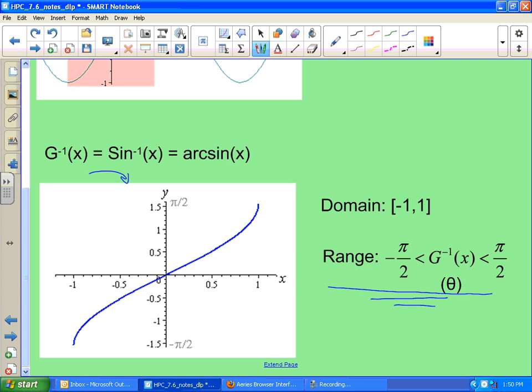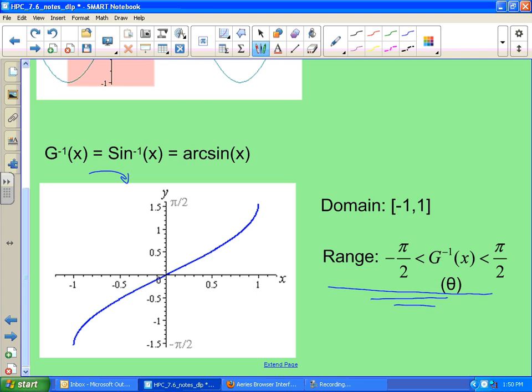Meaning, when I find inverse sine equations, I'm going to get negative 90 to 90, or negative pi over 2 to pi over 2, are my only possibilities. If I get something else, then, well, I won't get something. Those are the only ones I can have.